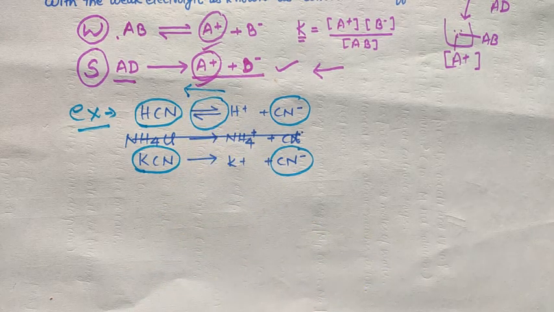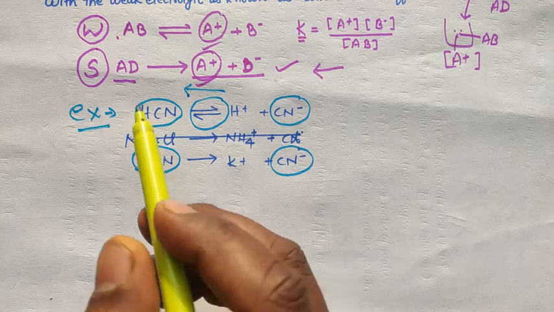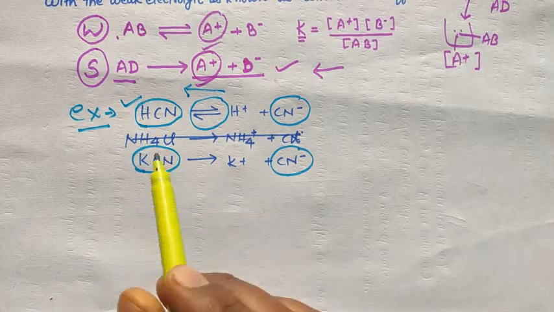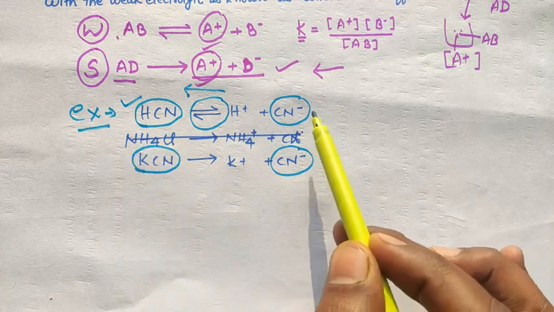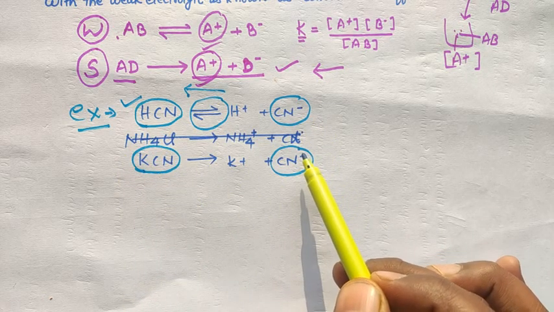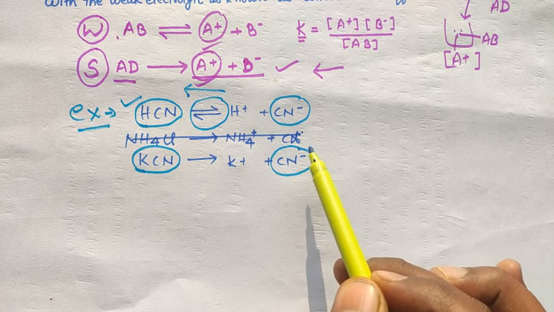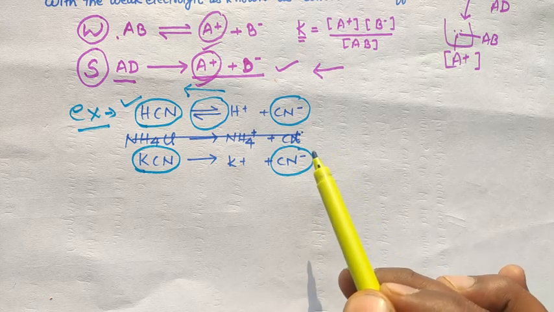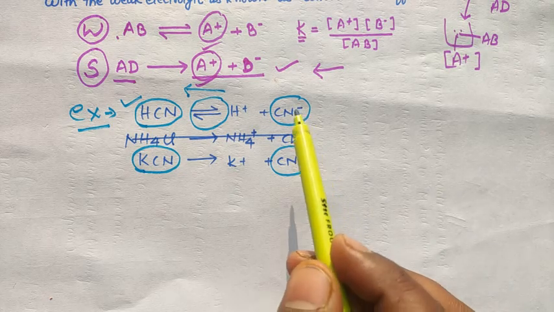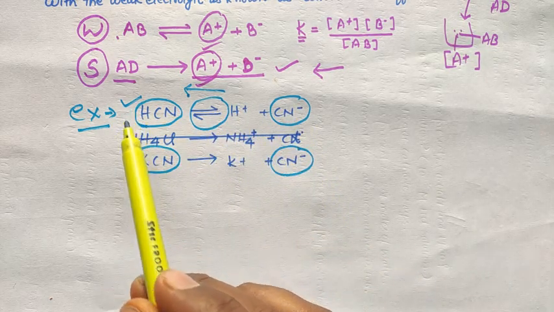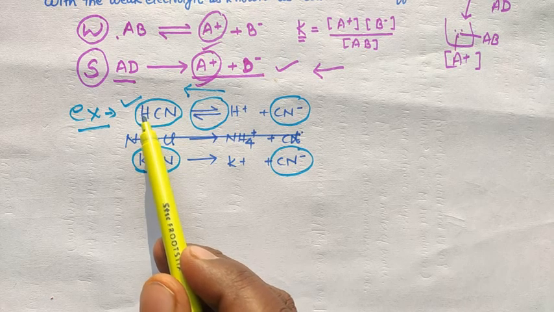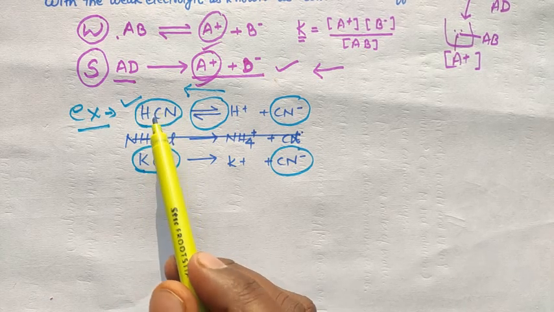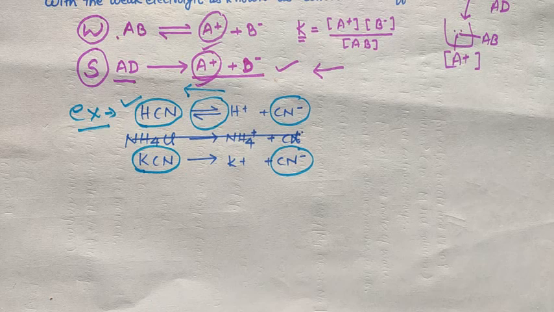So what will happen? The dissociation, or you can say the ionization, of this weak electrolyte will decrease, because in the solution, by adding the strong electrolyte, the concentration of CN ion will increase. To keep the equilibrium constant K constant, this equilibrium will shift in the backward direction. So the dissociation or the ionization of this HCN, which is a weak electrolyte, will decrease more.